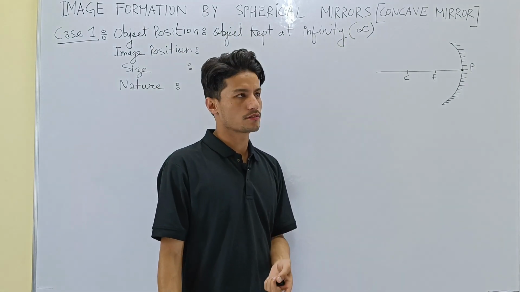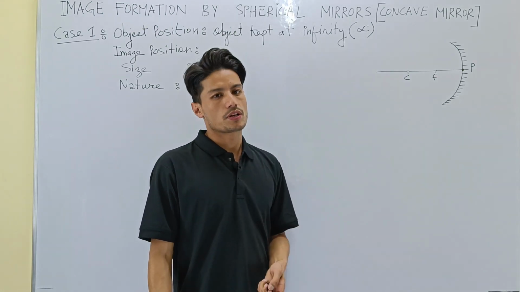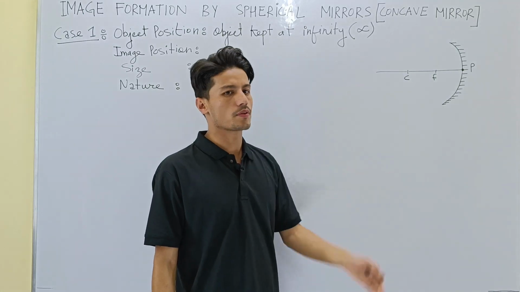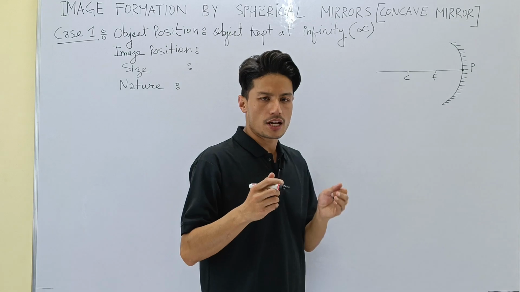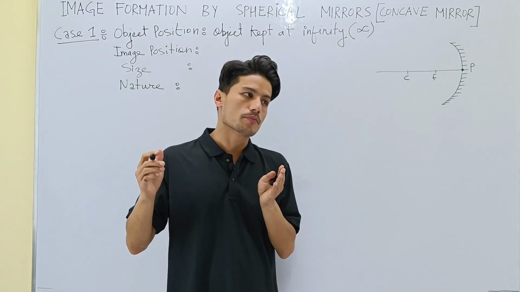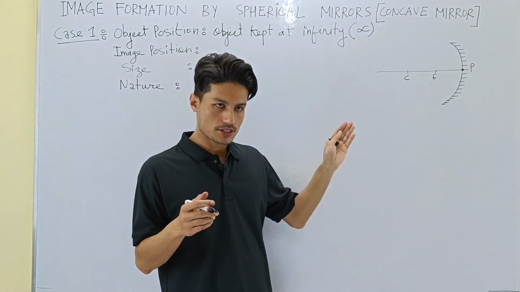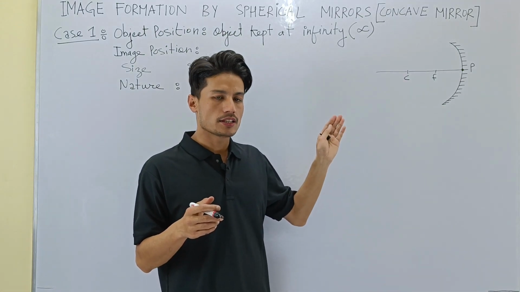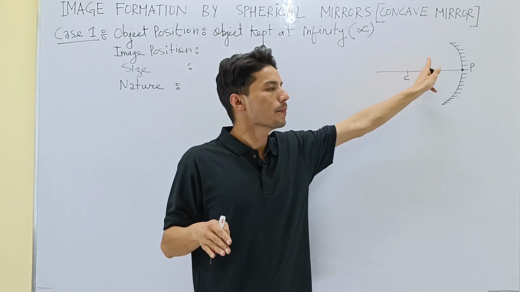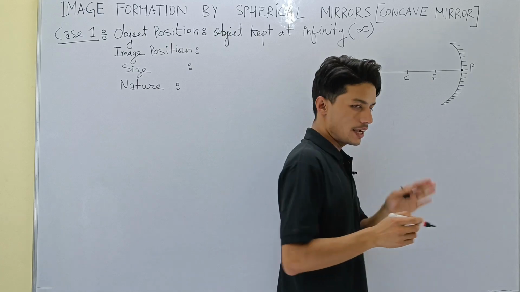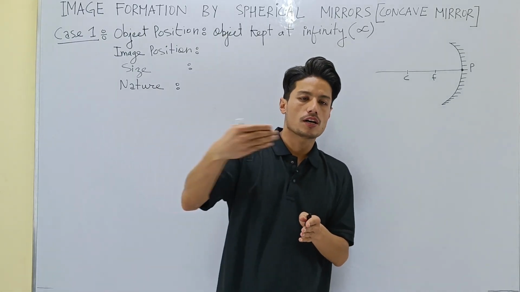Stars are at infinity, isn't it? We see the stars at night, but even now we have never landed on the stars, so they are far away from us. So the object is at infinity. Then how will the light rays be coming from an object which is kept at infinity? The light rays will be coming parallel with respect to the principal axis. Remember, light rays coming from an object kept at infinity are always parallel to the principal axis.